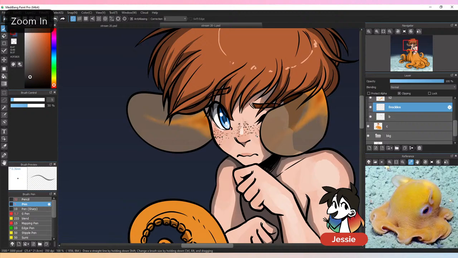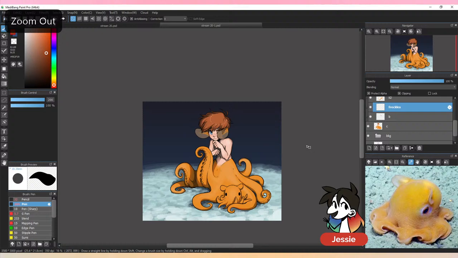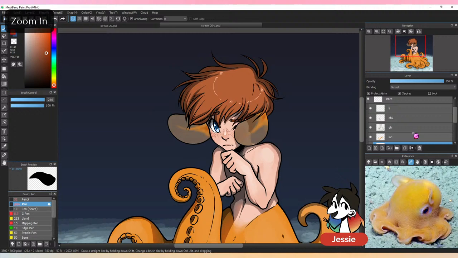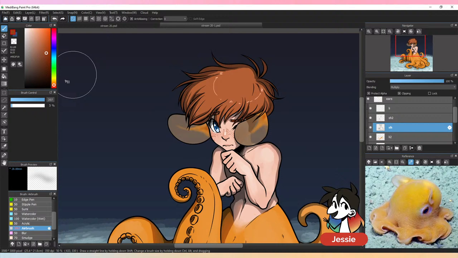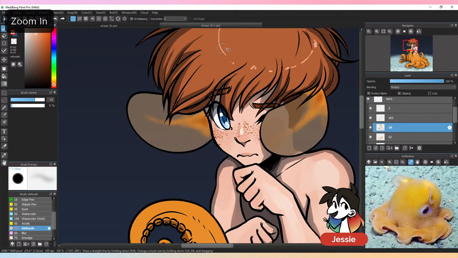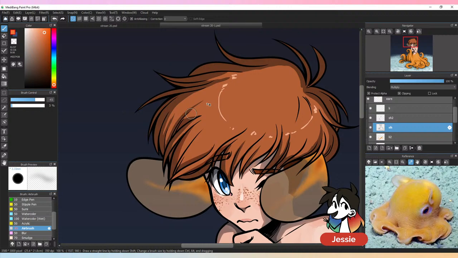I'm also going to change the color of these. It's a little bit too dull. Whoops. There we go. That's a little bit better. Oh, I forgot the hair. I forgot to fix that one. Nice. To make the edges feel a little bit less dull.